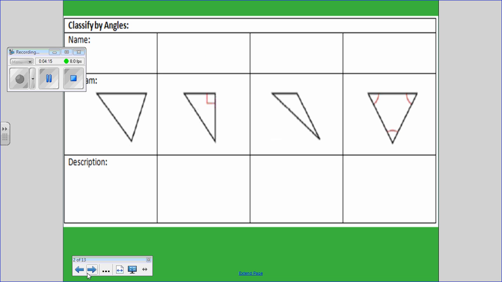Then we go to the angles. We're going to classify by angles. This one has a little bit more. We have 4 choices when we're classifying by angles. The first type is an acute triangle. An acute triangle has 3 acute angles. All 3 of the angles have to be acute.